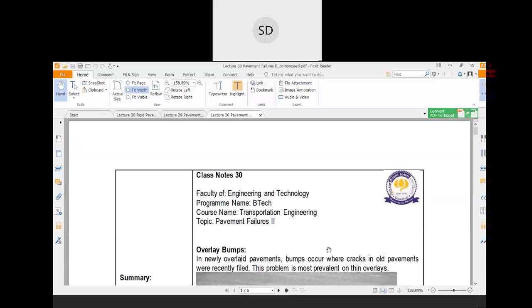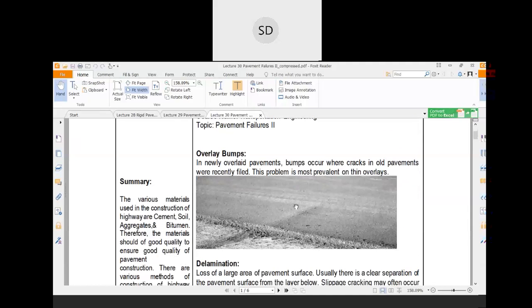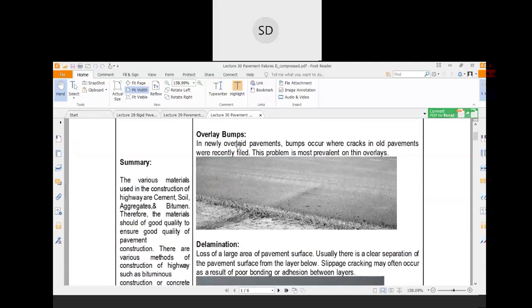So till now we have discussed the flexible pavement failures. Now let us discuss the failures in the rigid pavement. There are different types of rigid pavement failures. The first one is overlay bumps. This type of failure is called overlay bumps, as given in the picture.